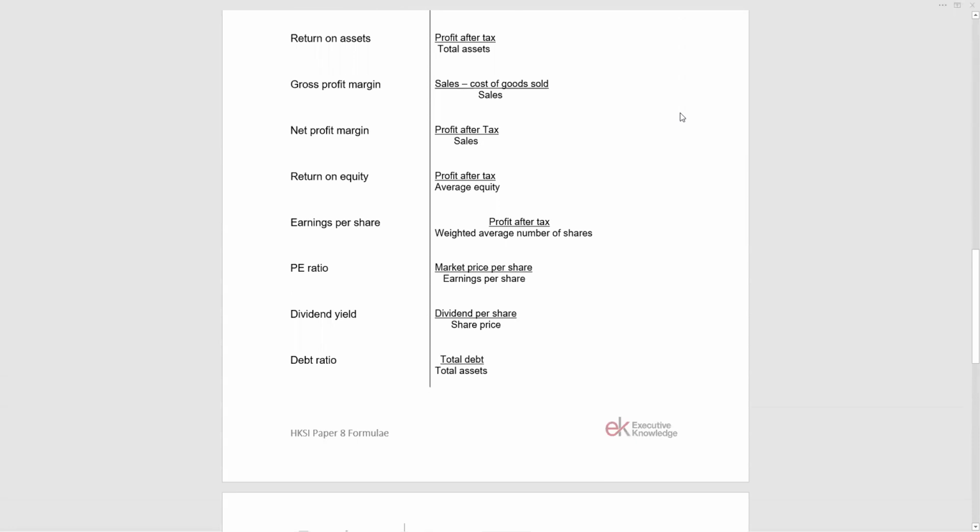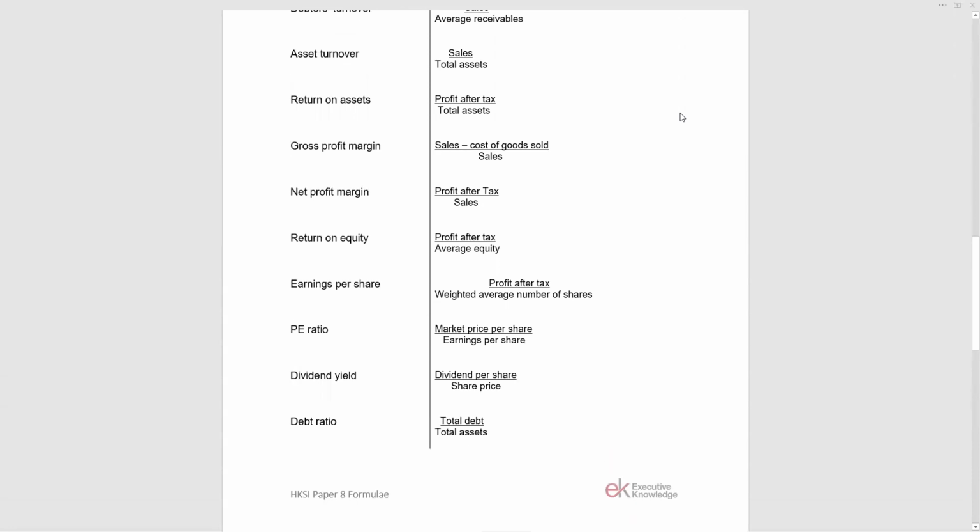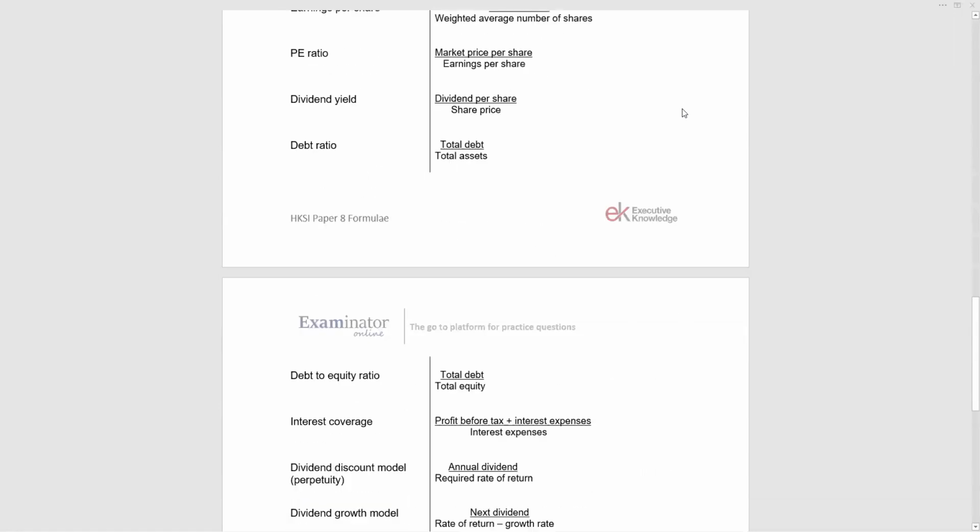The PE ratio, on the other hand, which is the market price per share divided by earnings per share, I would say that has a good chance. With the dividend yield and the debt ratio, well, the dividend yield, I say some chance, the debt ratio, a good chance. And then on to the last page of these ratios for Paper 8, the debt to equity ratio and the interest coverage. I would say you have a good chance of seeing questions covering those two ratios.